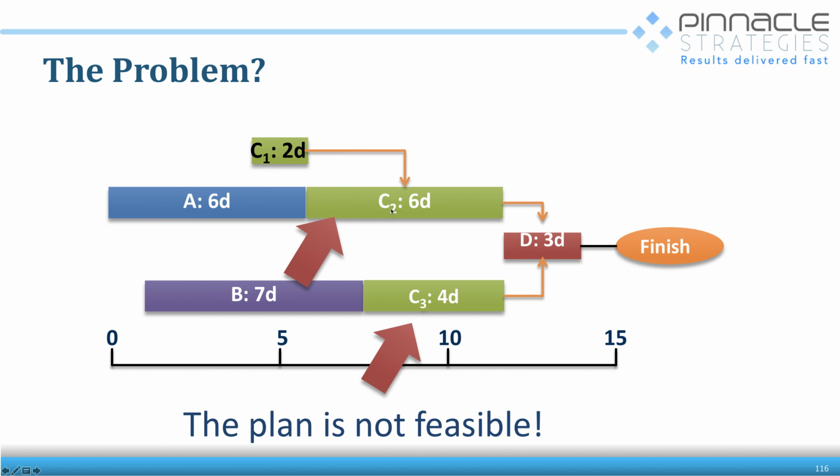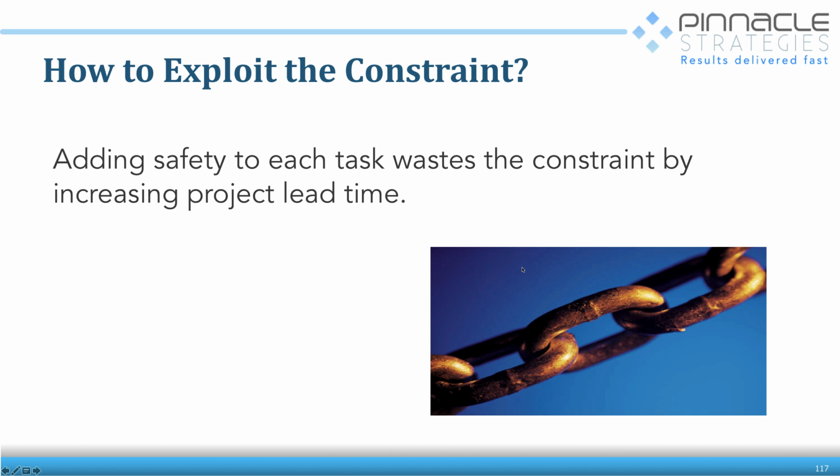But the problem is that the typical plans don't call out resource conflicts. So here in this plan, we have a plan that's not feasible because C2 and C3 use the same resource, the same green resource. So what we want to be able to do is manage that constraint, fix that dependency, but we don't want to do it by adding more safety, right?